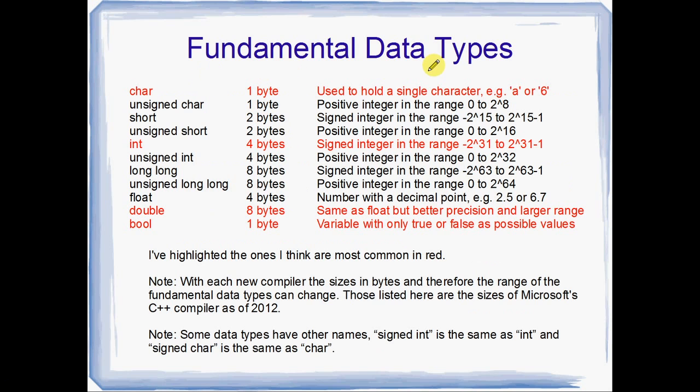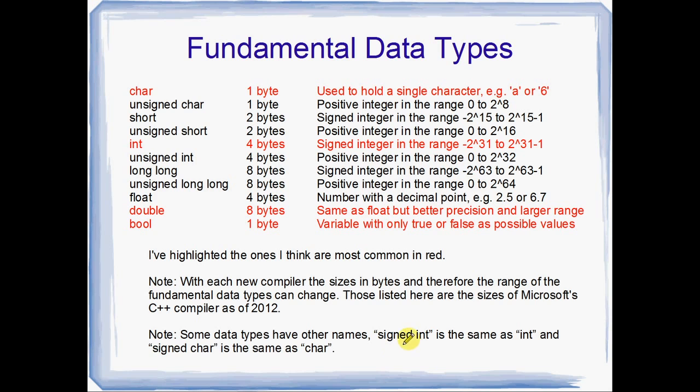So here are the fundamental data types. I've basically just listed them all out here, and I've coloured the ones in red that I think you tend to use most when programming in C++. And with each new compiler, the sizes in bytes, and therefore the range of the fundamental data types can change. It changes over time. So an int just here is 4 bytes at the moment, whereas back in the DOS days, back in the 16-bit CPU days, an int was only 2 bytes long.